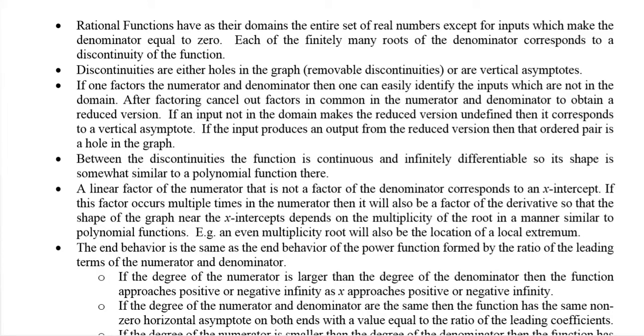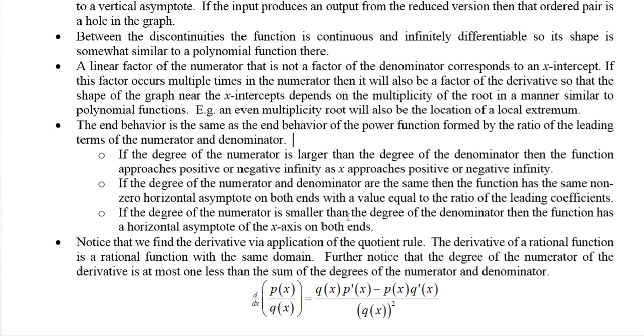The end behavior of the polynomial function can be found by just looking at the highest power term, what we call the leading term, in the numerator and denominator. Ignore the rest, and the ratio of those generates a power function, and the end behavior will be the same as the end behavior of that power function.